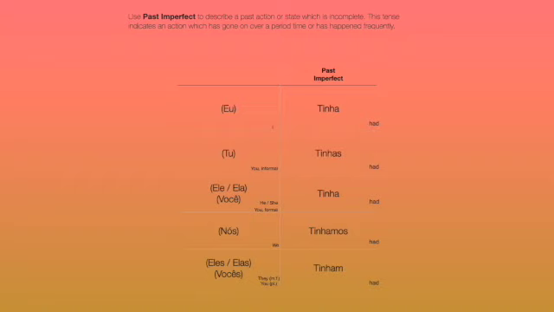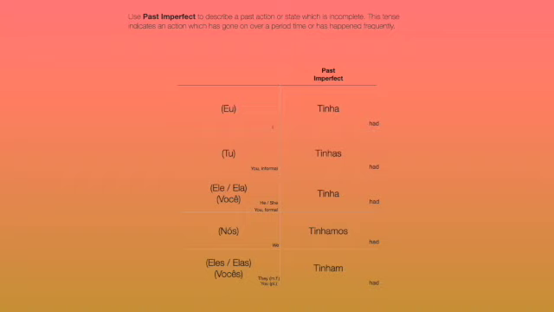And eu tinha, tu tinhas, ele, ela tinha, você tinha. So you have the he, she, ele, ela, and then the formal you, você, tinha. And that one does match up with the eu form of this verb in this tense.